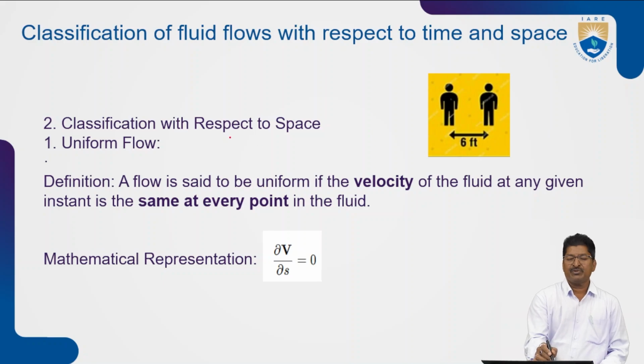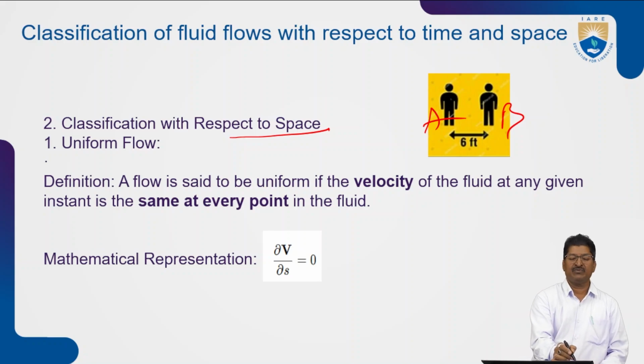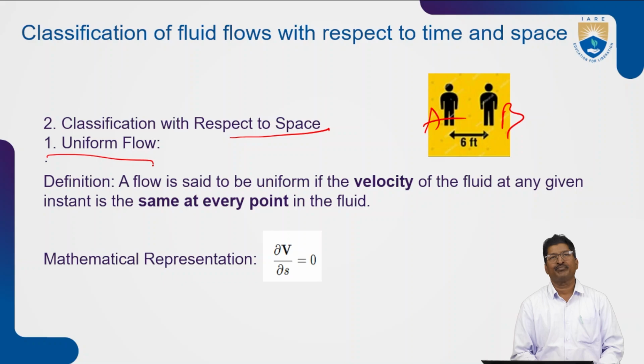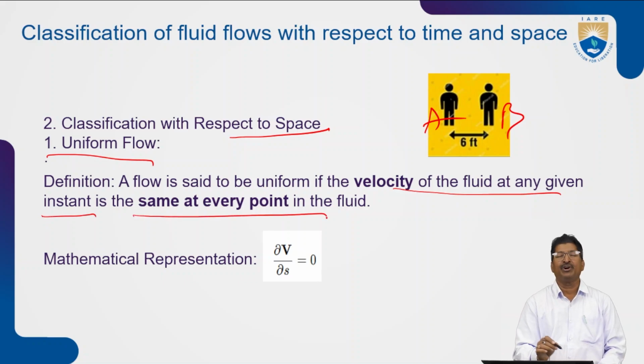Now, how are fluid flows classified with respect to space? Space means a particular distance. Let us take this as point A and this as point B. From point A to point B, how is the flow? The first one is uniform flow. What is written here? The flow is said to be uniform if the velocity of the fluid at a given instant is the same at every point.